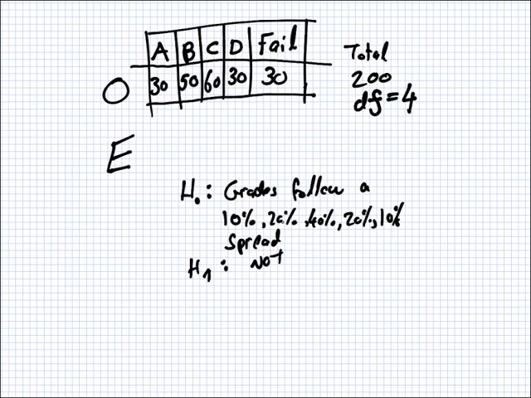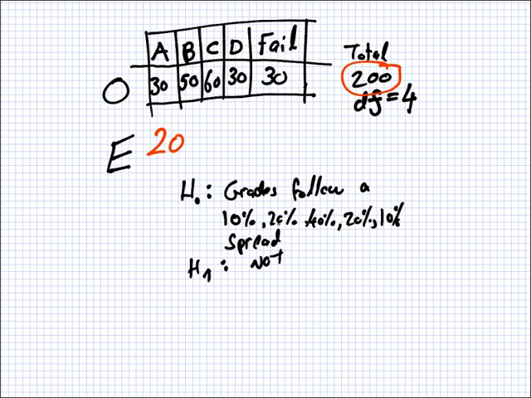Degrees of freedom is 4. Total number of students 200. If this hypothesis was true, and 10% of students were supposed to get an A, we were expecting how many students to get an A? 20. How did you get 20? 10% of the 200.